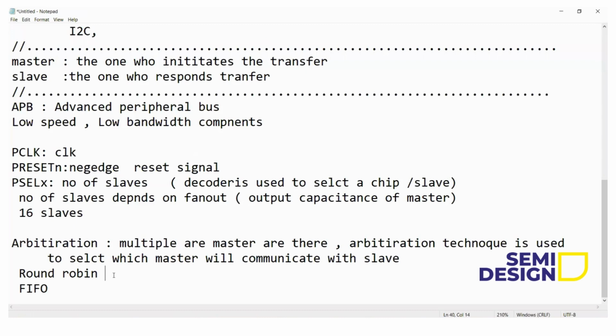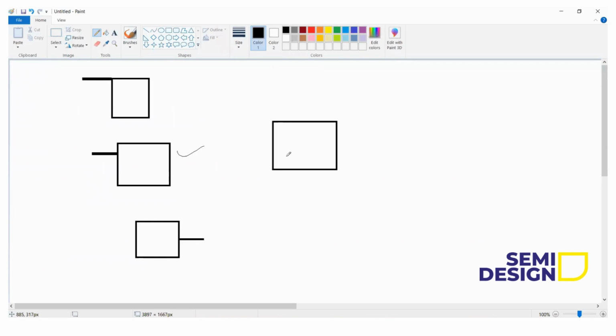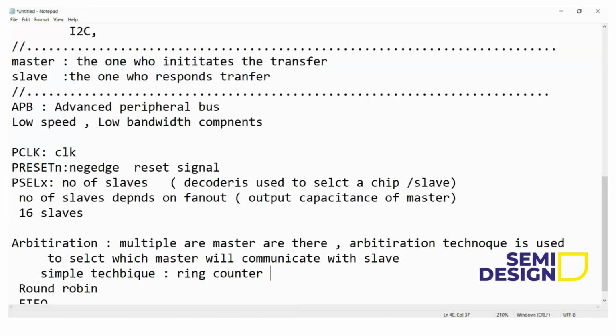For this arbitration technique, if I take a simple technique, that will be a ring counter. In the ring counter, you fix the timing. So in that timing, let for 10 seconds this master connect to the slave, for the next 10 seconds this master, for the next 10 seconds this master. If you remember, ring counter output is the same as your decoder output: 100, then 010, then 001. As it is a counter, you can fix for how many clock cycles the master is going to connect to the slave. So the ring counter is a simple arbitration technique. If someone asks you the practical use of a ring counter, you can say arbitration.